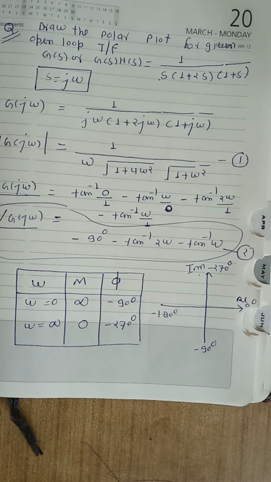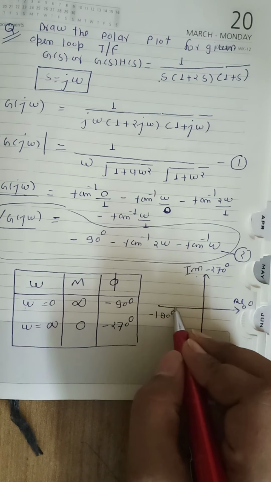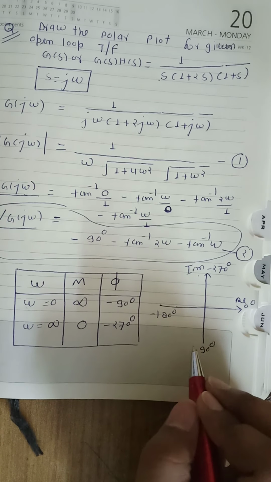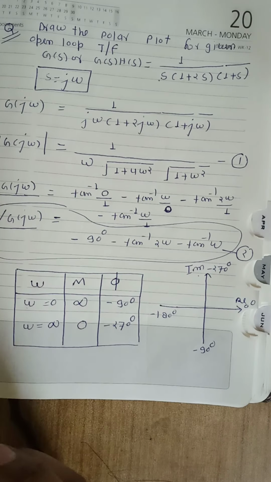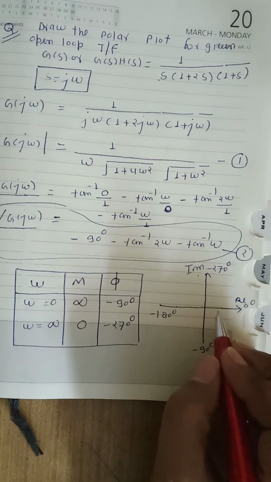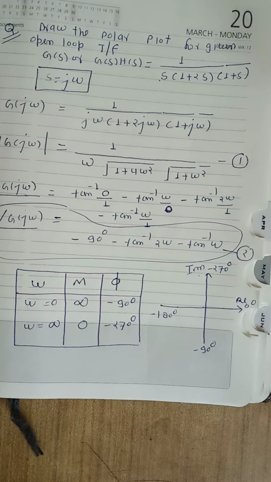If we have a positive angle, always define it in anti-clockwise direction or counter-clockwise direction. That means 0 degree, 90 degree, 180 degree, 270 degree. For negative values, we will define angle in clockwise direction. That's why 0 degree, minus 90 degree, minus 180 degree, minus 270 degree.